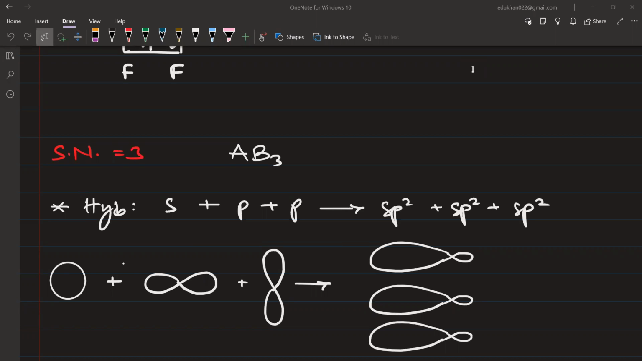Okay, so plenty of questions are completely memory based. Which series of hydrogen spectrum lies in visible region, UV region? Write the general rule for f-block elements. Which of the following has maximum bond angle?